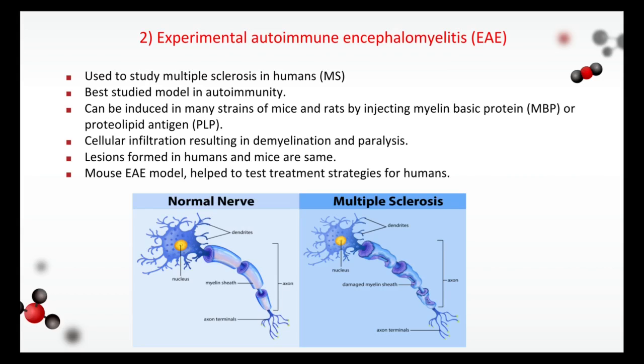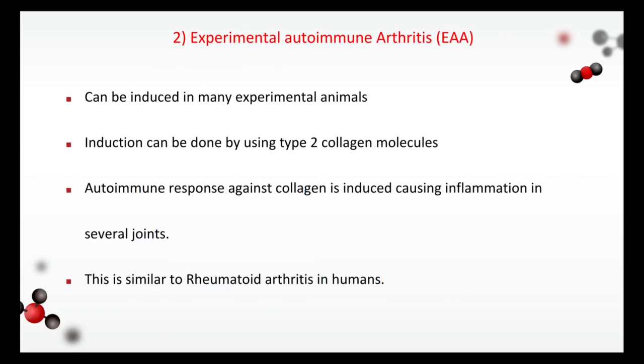Next, the last induced immunity animal model is EAA, that is experimental autoimmune arthritis. We can experimentally induce arthritis into animals. This induction can be done using collagen type 2 molecules. These molecules start an immune response against themselves. This leads to inflammation in many joints. This experimental autoimmune arthritis is very similar to rheumatoid arthritis of humans.